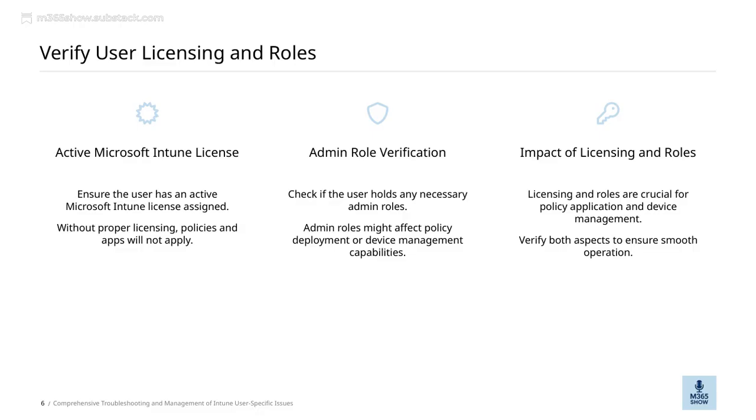Next, ensure that the user has an active Microsoft Intune license assigned to them. Without this license, policies and apps simply won't apply. So, confirming both the roles and the licensing status helps us avoid potential problems and ensures everything runs seamlessly. Remember, these verifications are key steps in troubleshooting user-specific issues and maintaining efficient device management.